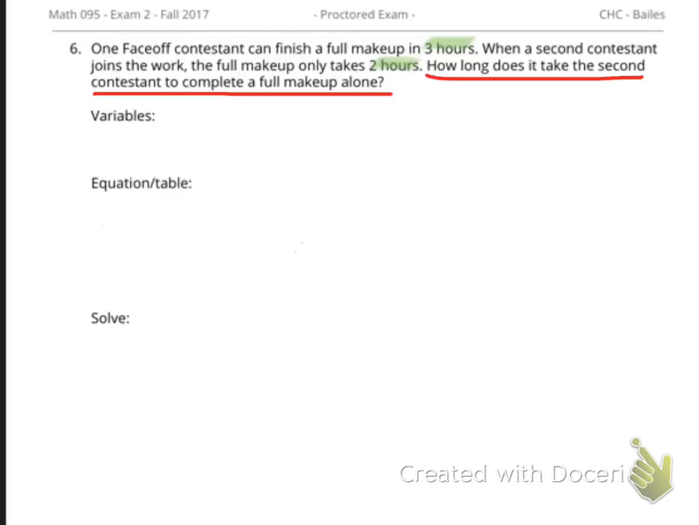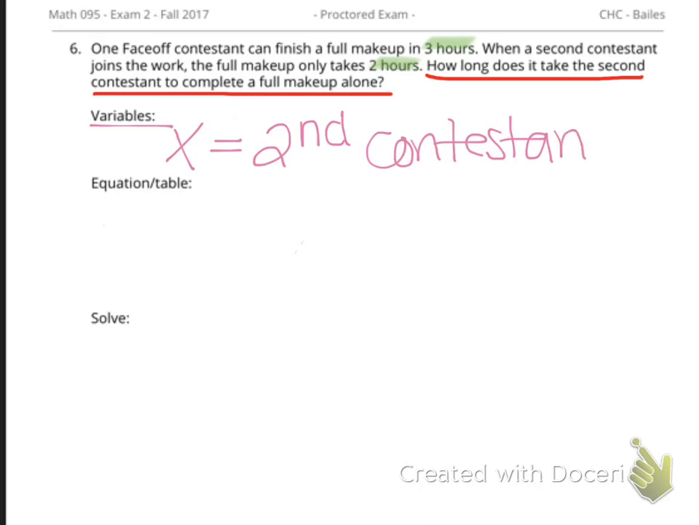Going back to the first part of the problem, it's asking what variables you're going to use, and this helps you organize what you do know and what you don't know about the problem. I'm going to choose the variable x because it's always our go-to, and x would be the thing I don't know in the problem. What I don't know is how long it takes the second contestant to complete a full makeup. So this is the second contestant's time.